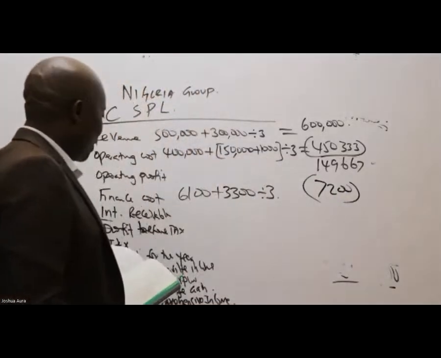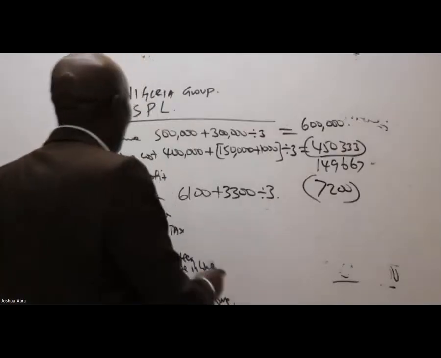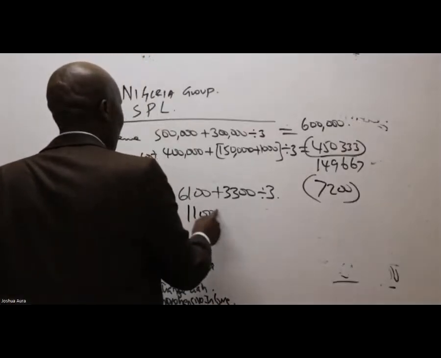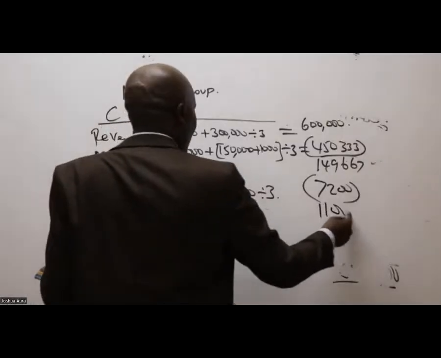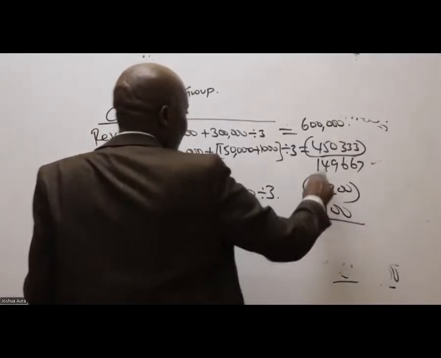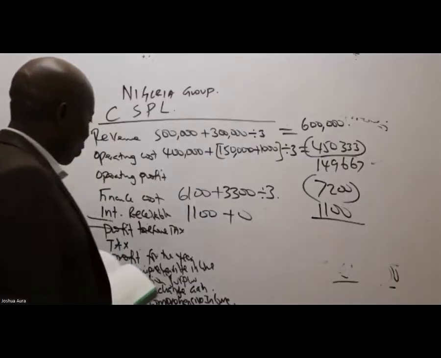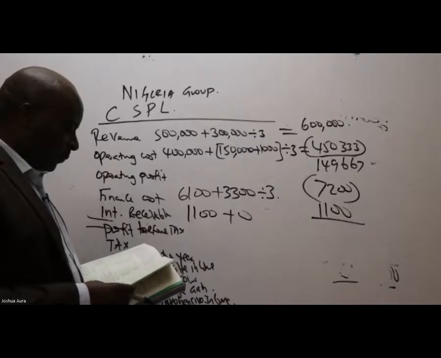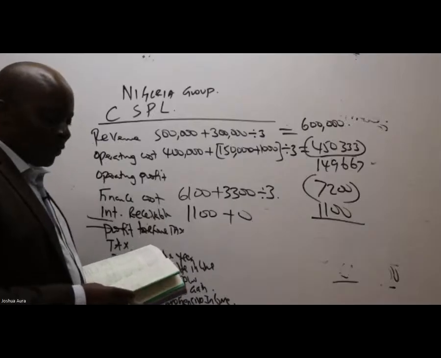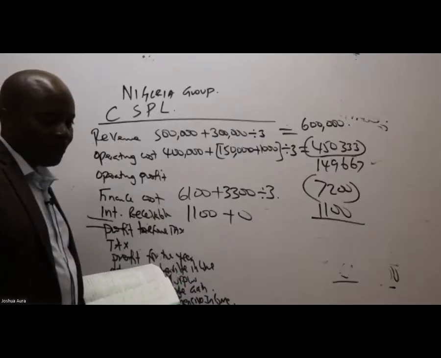And then we have interest receivable. Interest receivable is 1,100, of course, plus 0, so there is no translation here. This gives me 1,100. It's an income. So could you kindly give me the profit before taxation? Please give me the profit before taxation very fast.